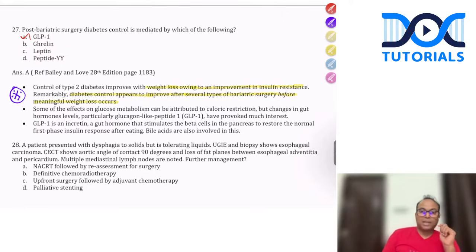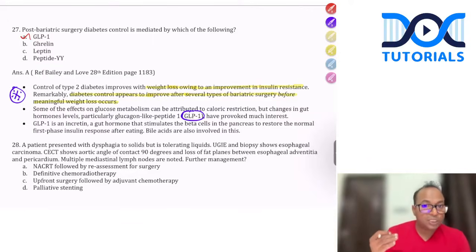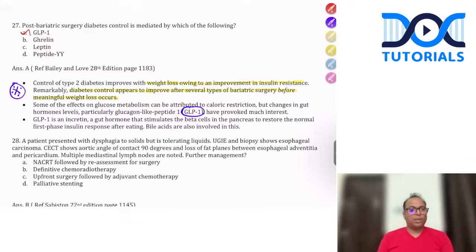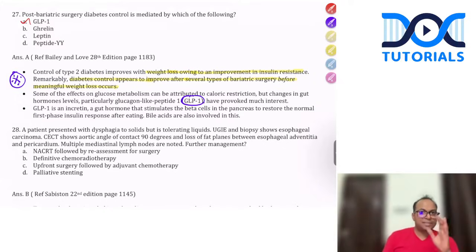Some of the effects on glucose metabolism can be attributed to caloric restriction, but also to changes in gut hormones like glucagon-like peptide. So GLP-1 is an incretin, a gut hormone that stimulates the beta cells in the pancreas to restore the normal first phase insulin response after eating. So GLP-1 is the answer for this case. This is a GLP-1 related question. No doubt, whatever the question will be, the answer is GLP-1 only here for diabetes control.